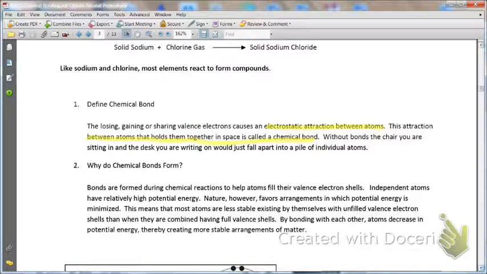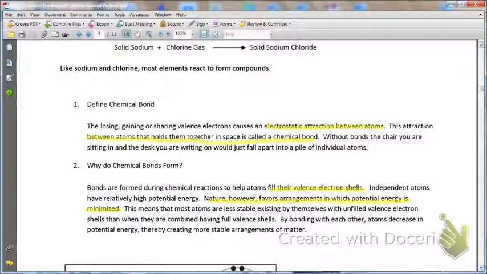Essentially, bonds are formed during chemical reactions to help atoms fill their valence shells. Most atoms do not have full valence shells. And so when atoms fill their valence shells, they become more stable. And this applies to energy differences, okay? Because what we find is that nature favors arrangements in which potential energy is minimized. The lower the potential energy that these atoms have, the more favorable or happy these atoms will be.